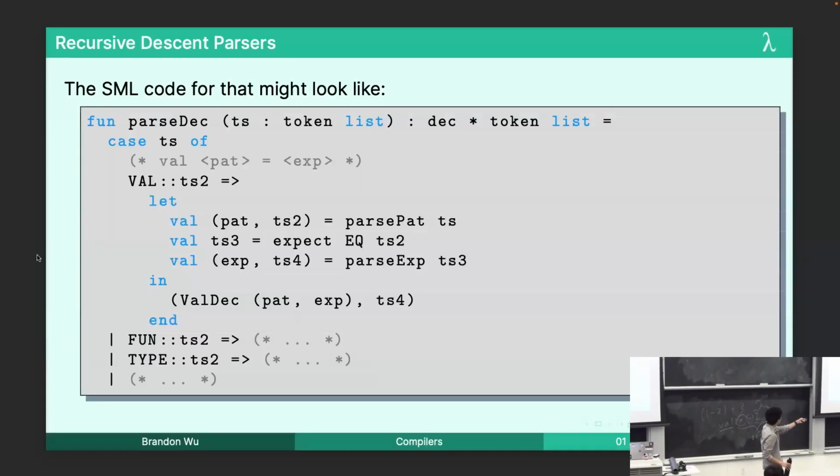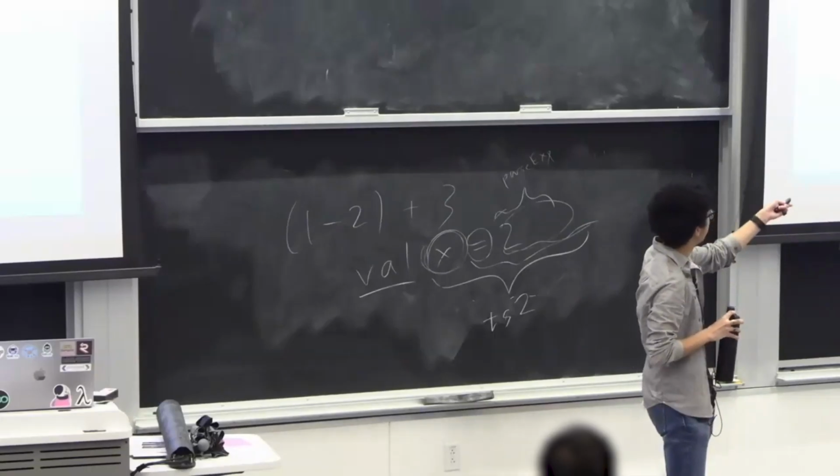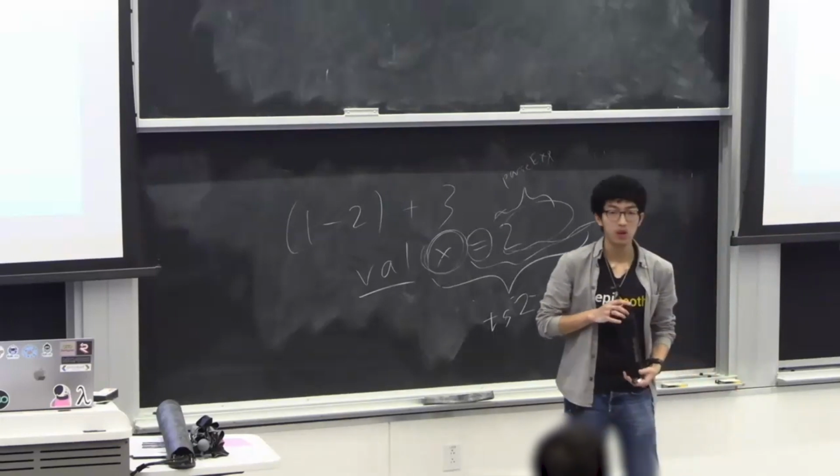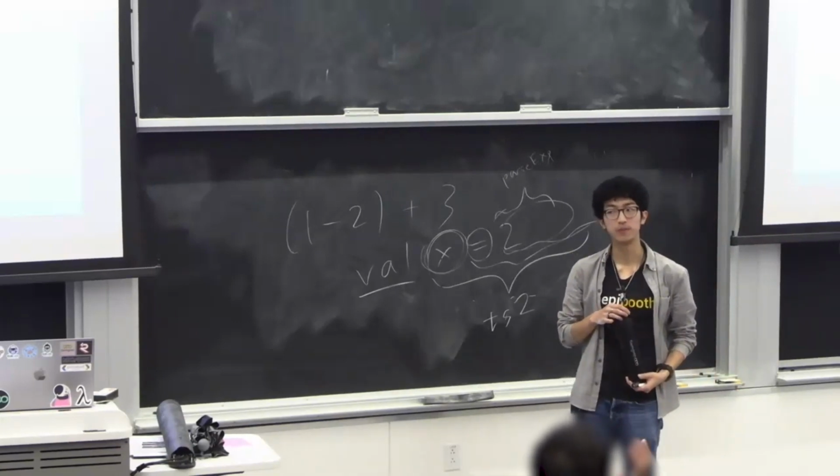It says declare all these and then return that. And that's okay. Yeah, good question. And that valdec is a variant of the type dec. Okay. Any questions on this side of the room?